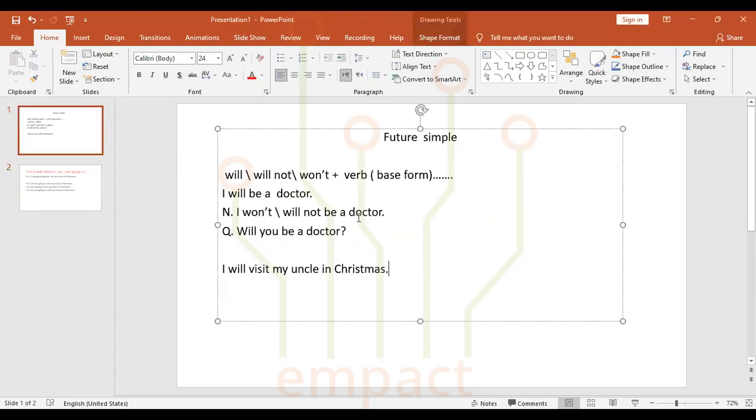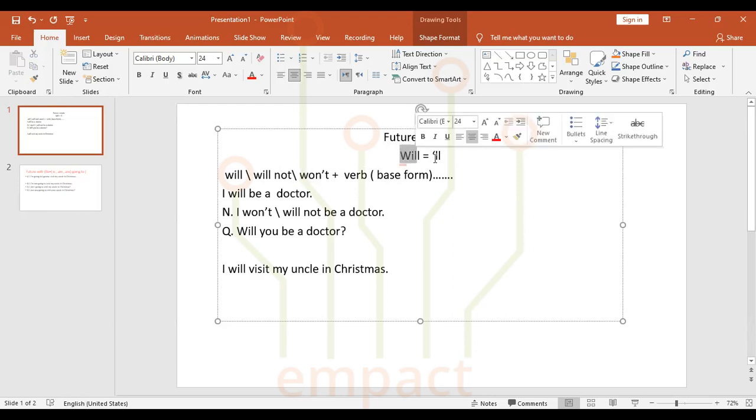If I would like to change this will into a short form, we usually use an apostrophe and double L. And the short form of will not is won't, the negative. For example, I will becomes I'll, we will becomes we'll.